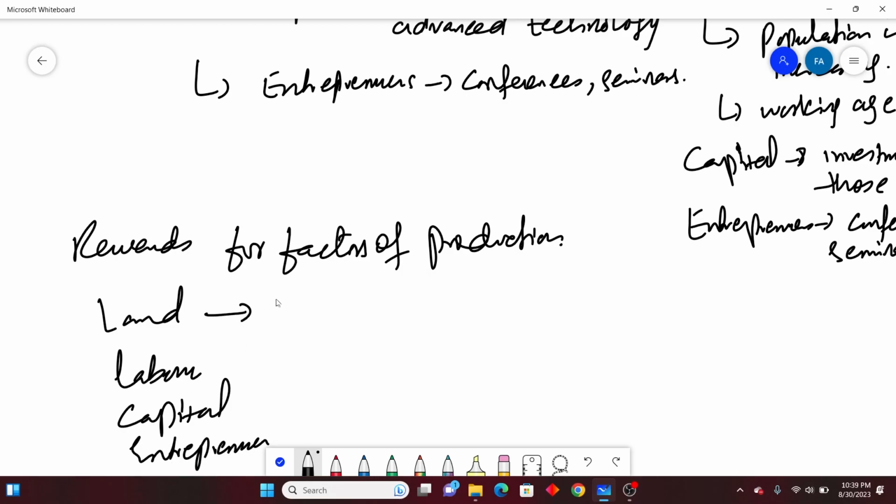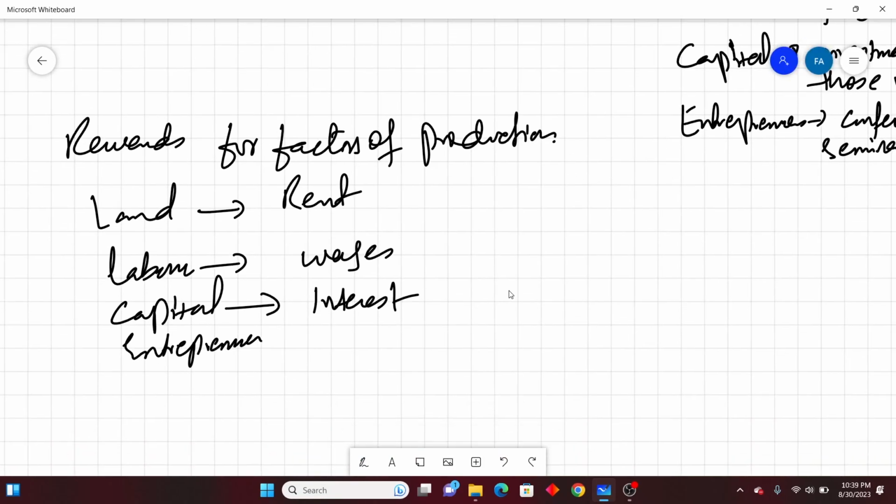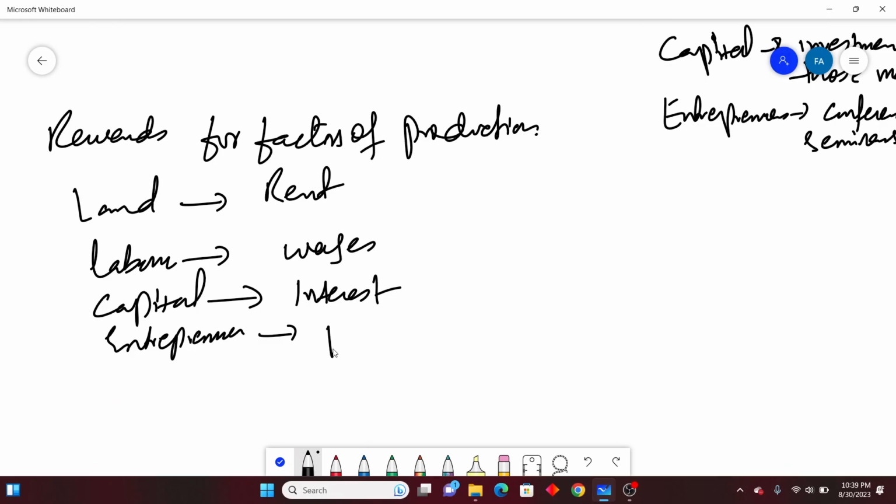So for the land, the reward becomes rent. Okay. For the labor, the reward becomes wages. For the capital, if you consider this a loan which is taken by the business, the reward becomes interest. Okay, the interest which has to be paid. And the last thing is entrepreneur, which means profit is important for the entrepreneur.